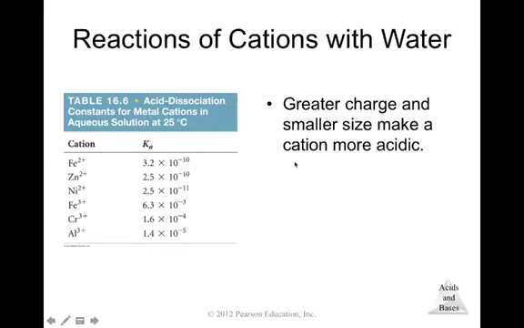So in general, the greater the charge and the smaller size makes a cation more acidic. So if you look at things like Fe2 plus and Fe3 plus, greater charge is much more acidic, right? Aluminum, same charge as this one, but it's more acidic.